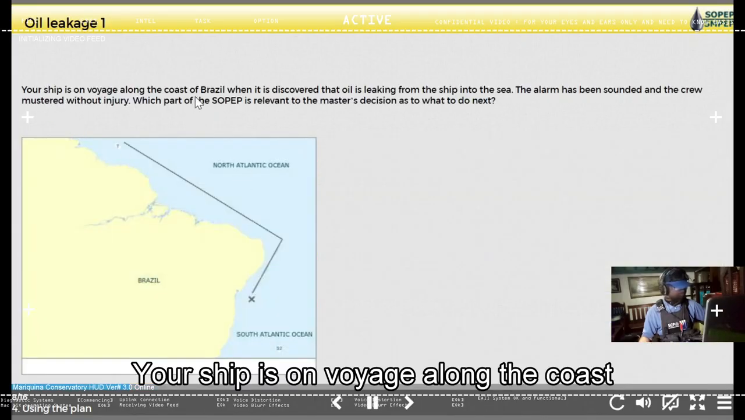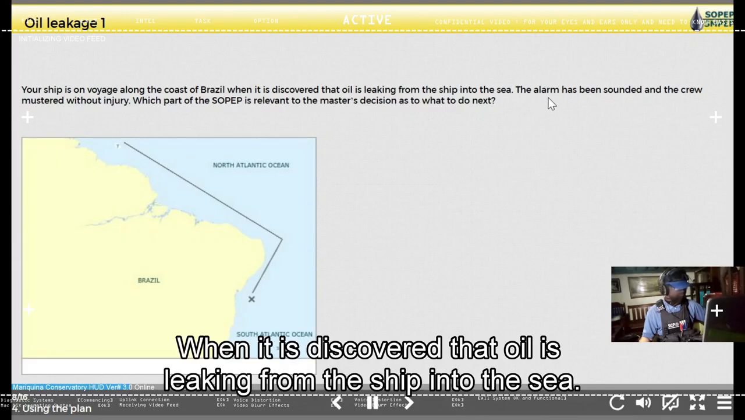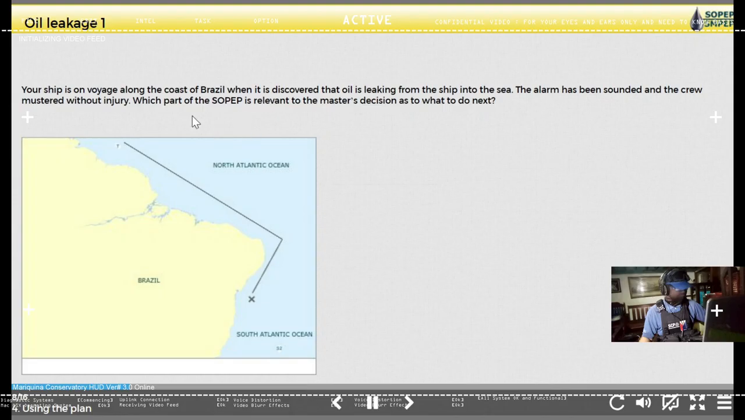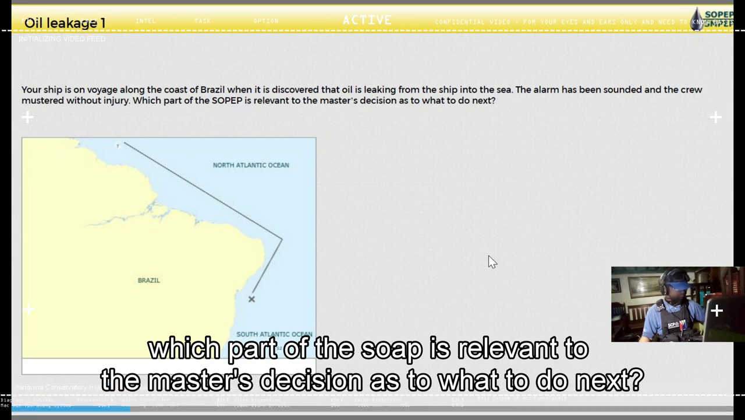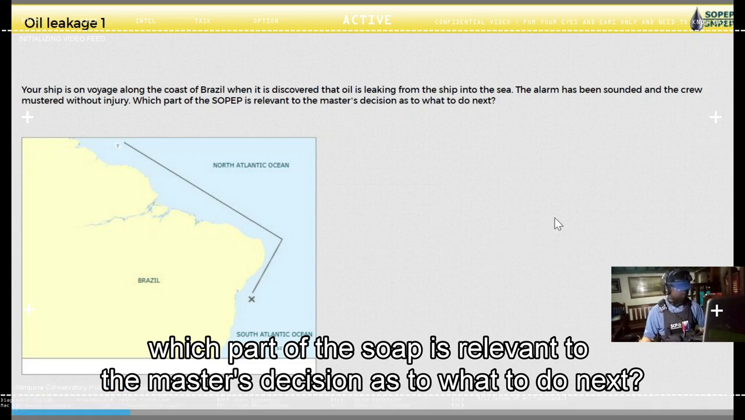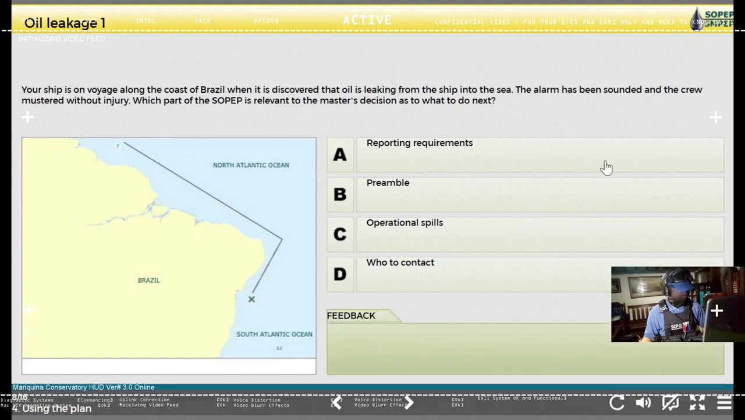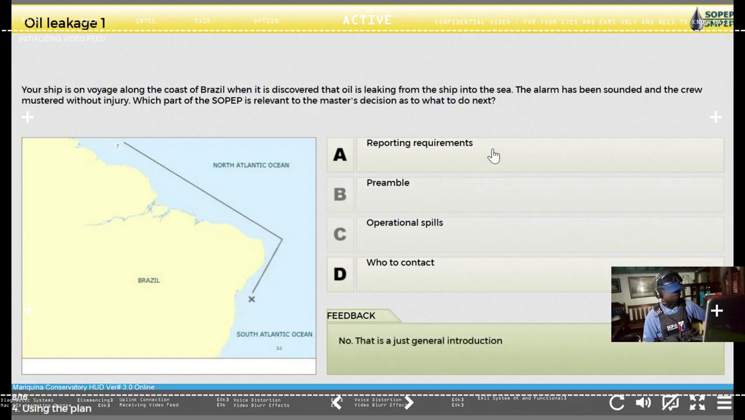Your ship is on voyage along the coast of Brazil when it is discovered that oil is leaking from the ship into the sea. The alarm has been sounded and the crew mustered without injury. Which part of the SOPEP is relevant to the master's decision as to what to do next? Well, this is more of the management rather than the operational. In other words, people higher up on the ship are more involved in this than us deck ratings. So I'll just make a lucky guess here. We'll probably go with operational spills. No. A preamble, no? Oh, okay, so reporting requirements will do.